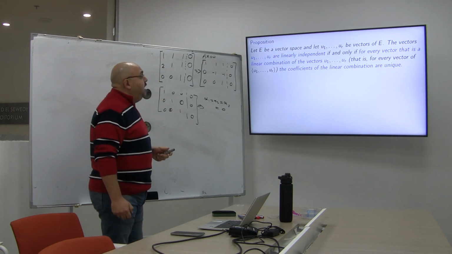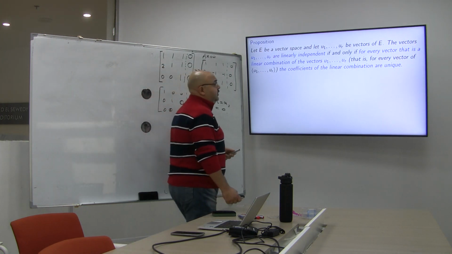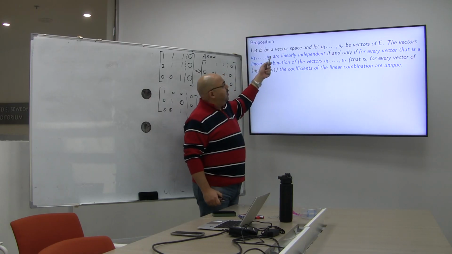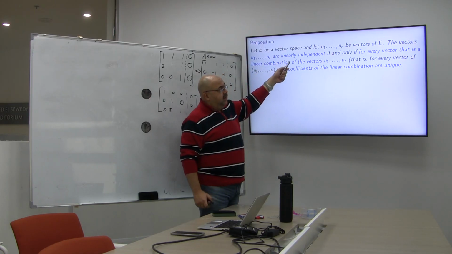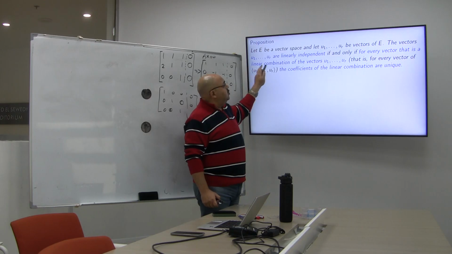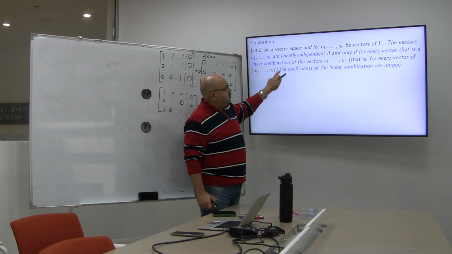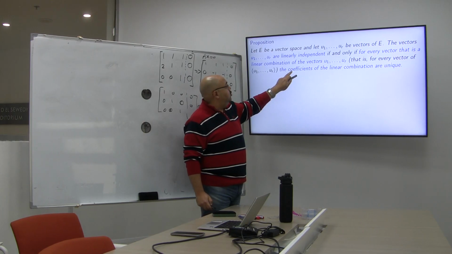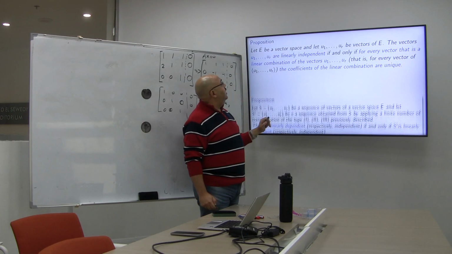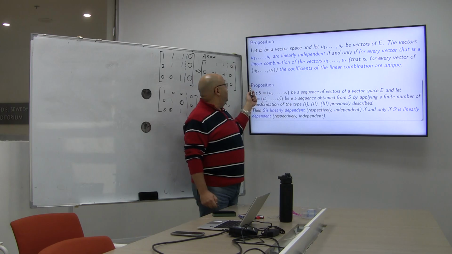Proposition. Let E be a vector space and U1 up to Ur be vectors of E. The vectors U1 up to Ur are linearly independent if and only if for every vector that is a linear combination of these vectors, the coefficients of the linear combination are unique. So that's linear independence.